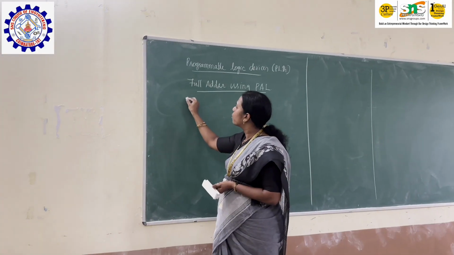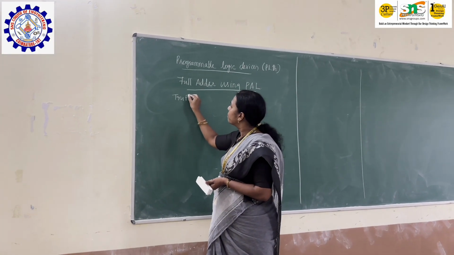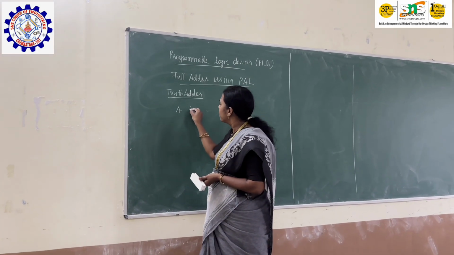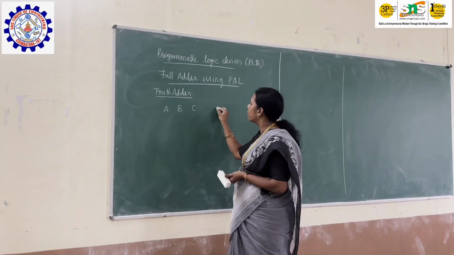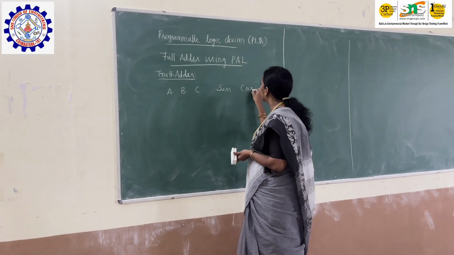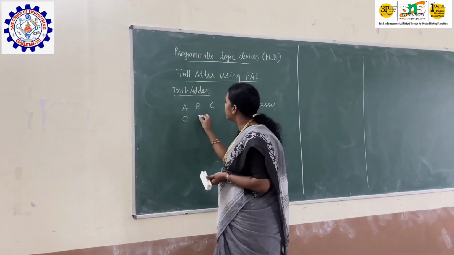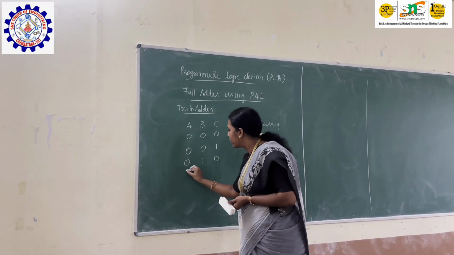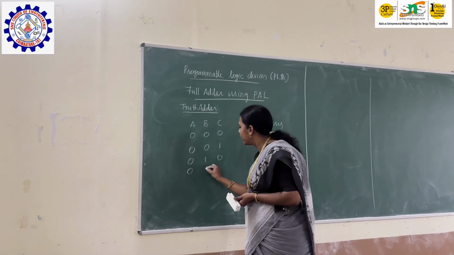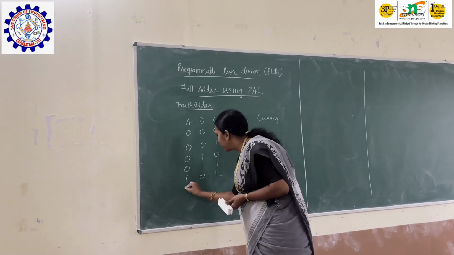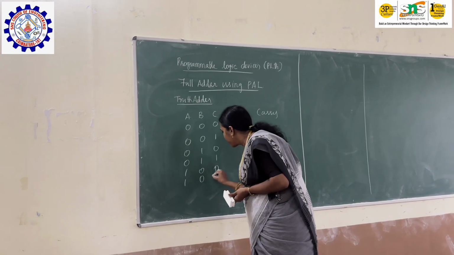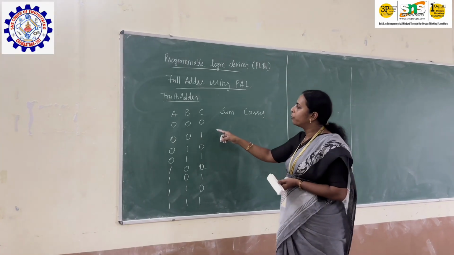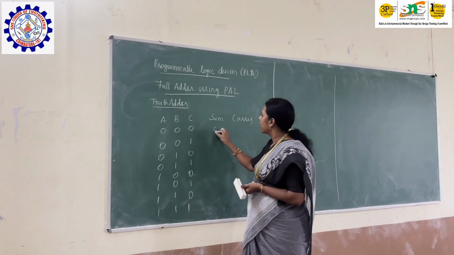The first step is to draw the truth table of the full adder. Already we know this; we have designed this using normal Boolean functions. If it is a full adder, we will be having three different inputs and two outputs. Since we have three inputs, we will be having 0 to 7 combinations, the binary representations of 0, 1, 2, 3, 4, 5, 6 and 7.